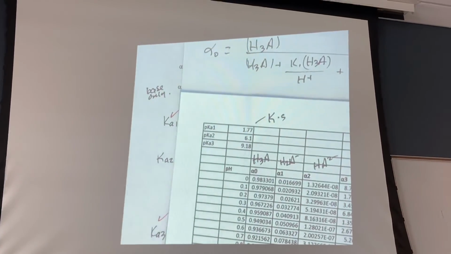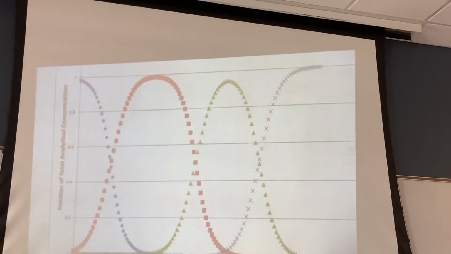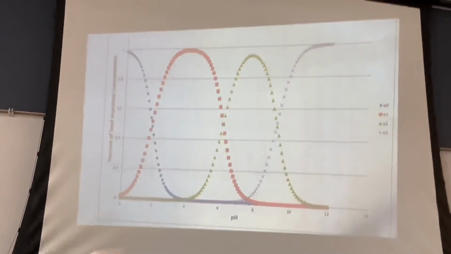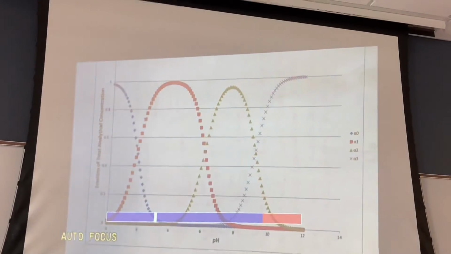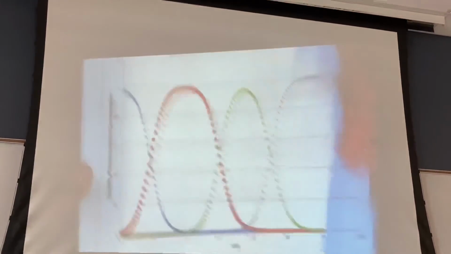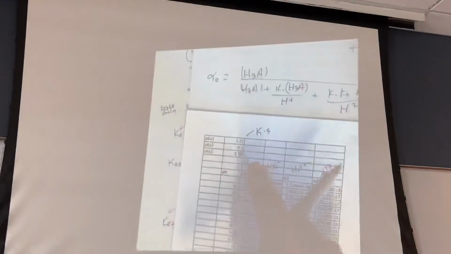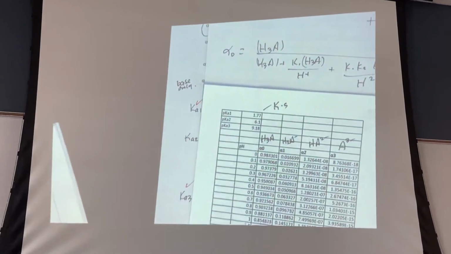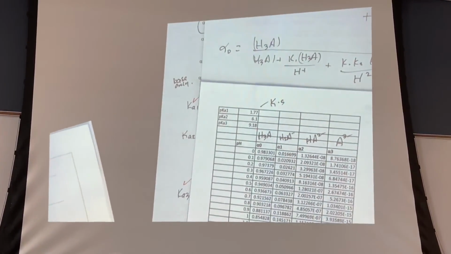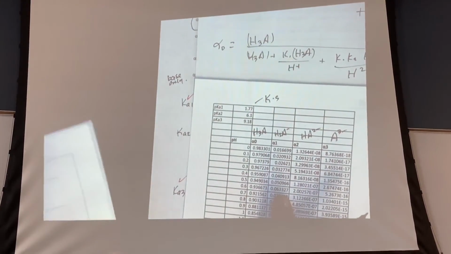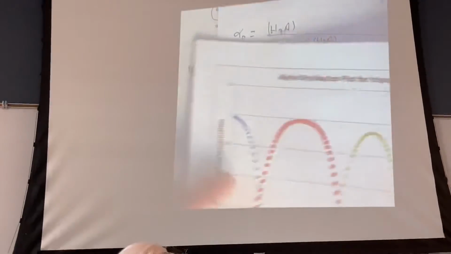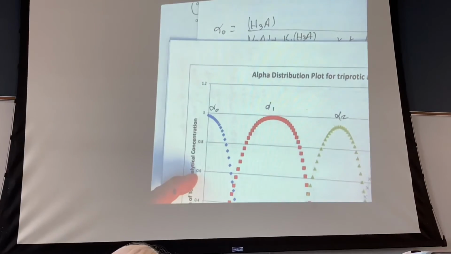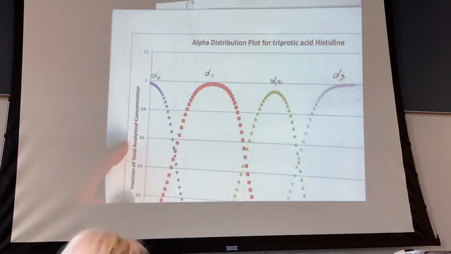And if I plot those, here is what it looks like. I don't know about you, but the first time I saw things like this, I kind of freaked out. But it's very simple. This curve is this column of data for alpha 0, plotted against pH. This curve is this column of data for H2A minus, for alpha 1, plotted against pH. So this is my alpha 0, alpha 1, alpha 2, alpha 3, as indicated here in the legend.